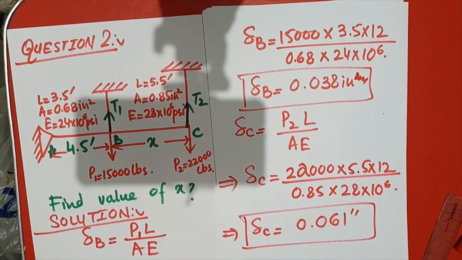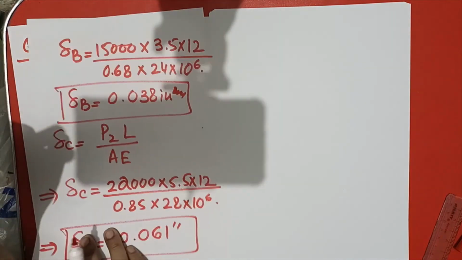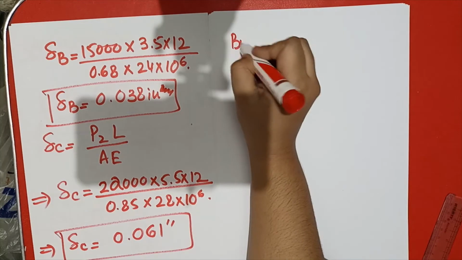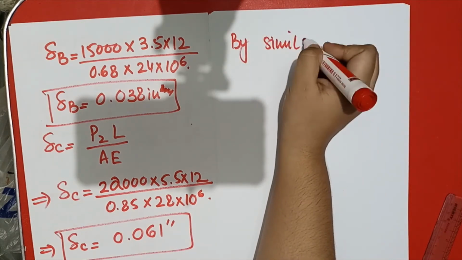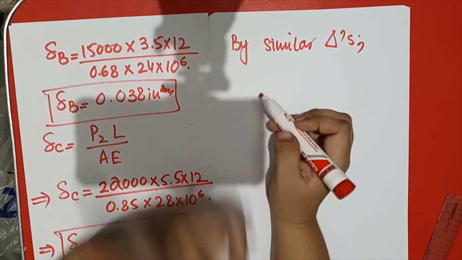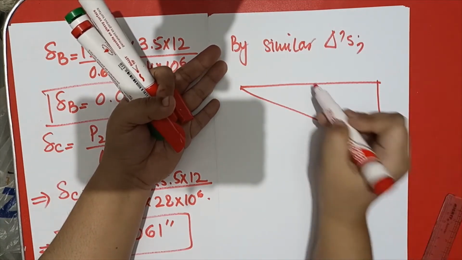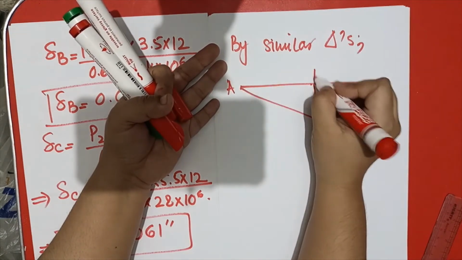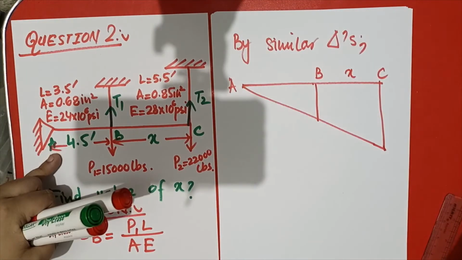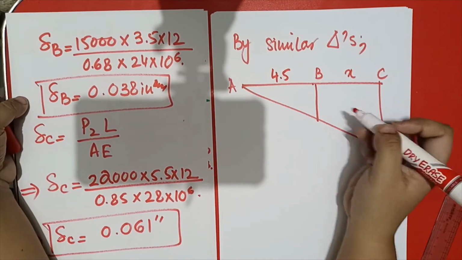So Delta B and Delta C we have calculated. In the next step, we have similar triangles. So we will draw it like this. This is A, B and C. This will be x, and this is given in the question as 4.5 feet. Delta A, Delta B and Delta C we have calculated.